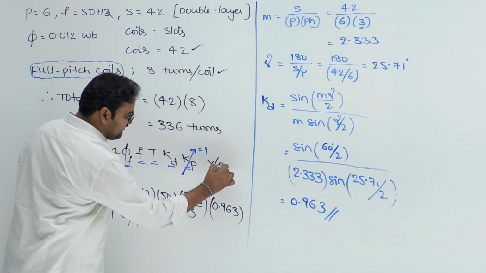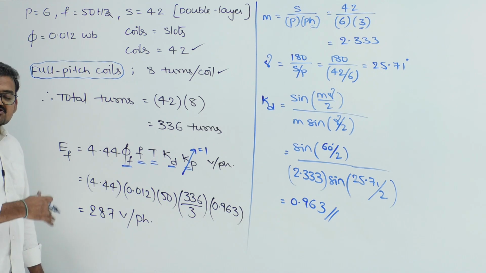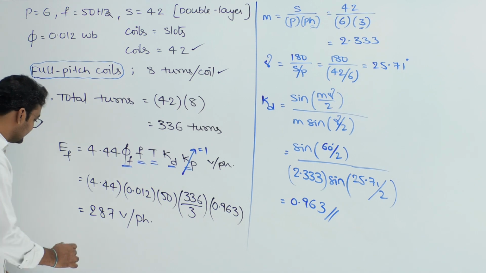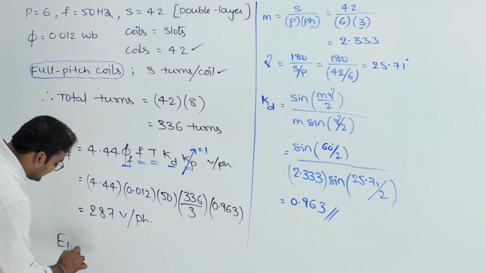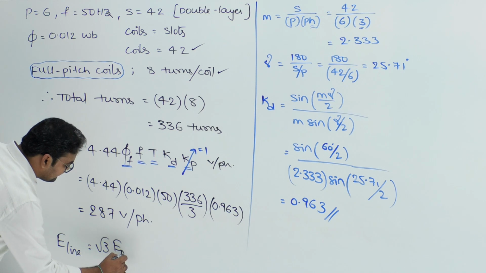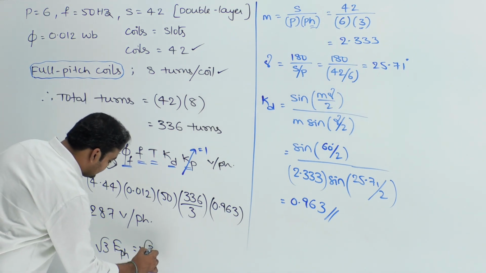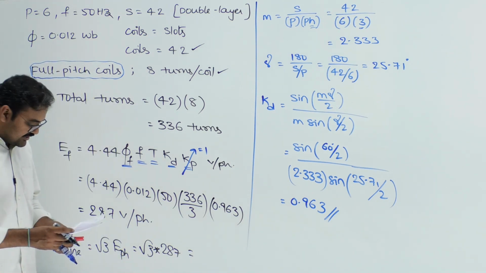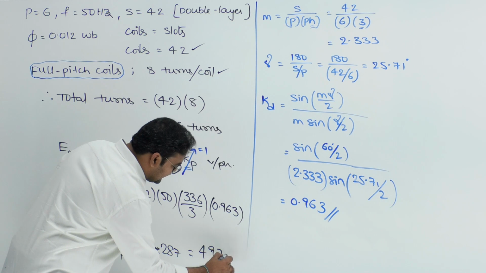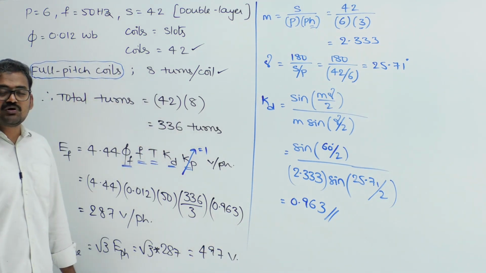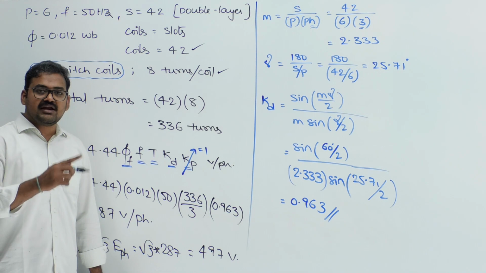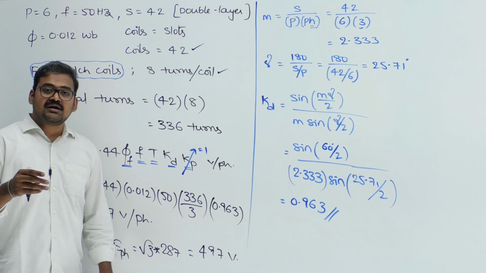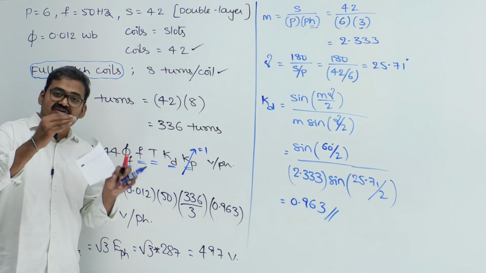This is the voltage per phase, don't forget. For a star connected circuit, if you know the per phase voltage, you can easily calculate the line voltage. So the line voltage will be root 3 times the phase voltage. So root 3 into 287, you will get the line voltage, and it will be 497 volt. Understand? So it is very important to calculate the distribution factor first, and then it is also important to understand how many turns are there per each phase.